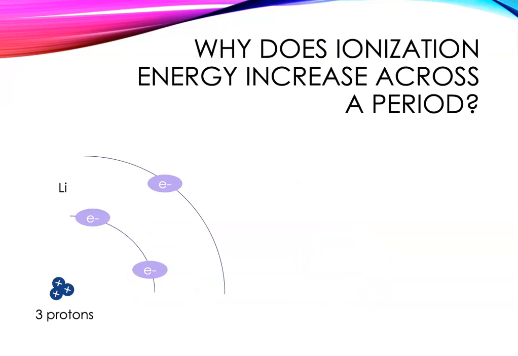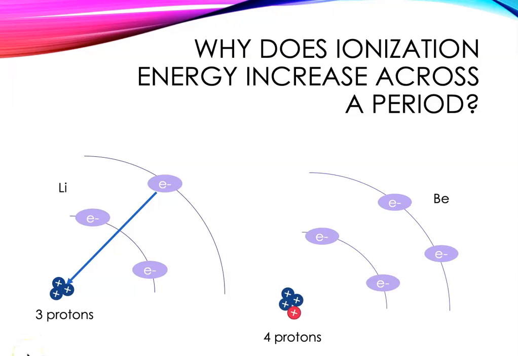Therefore, as we go from lithium to beryllium, the outermost electrons of beryllium are held more tightly than the outermost electrons of lithium. So let's look at this from a slightly different perspective, a slightly different visual. Here's my lithium atom. I've got 3 protons. I've got my 3 electrons, 2 electrons in energy level 1, 1 electron in energy level 2. And there's a certain Coulombic attraction between that electron in energy level 2 and the 3 protons.